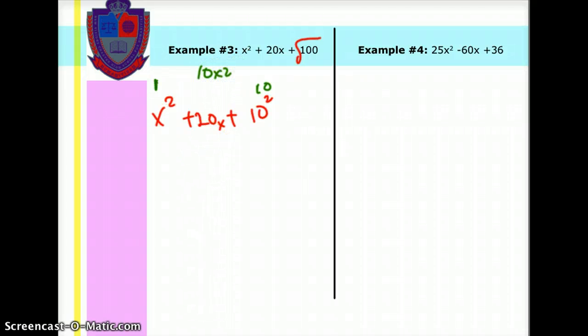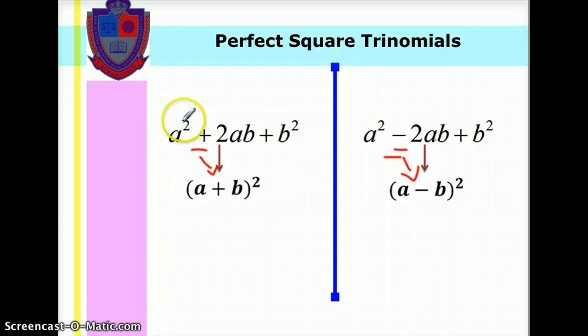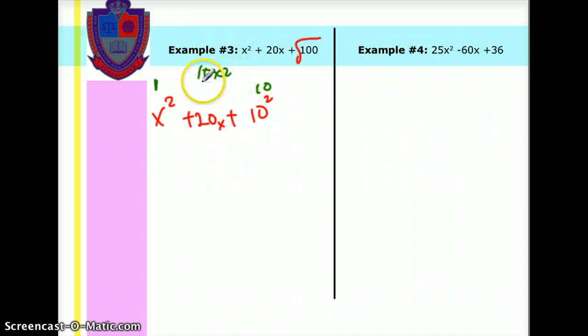Why do I times it by 2? Look at my formula. It says a squared plus 2ab, meaning whatever a and b is, I need to multiply by 2 to get this middle number here. So when I times 10 times 2, I get 20. Look at this. It's my middle number here, so I know this is going to work.